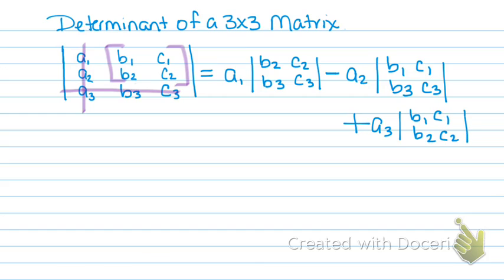And then all we have to do is work out our determinants, multiply them times those numbers that represent the A's, and then add or subtract depending on what we're supposed to do, and we'll end up with the determinant of our 3 by 3 matrix.